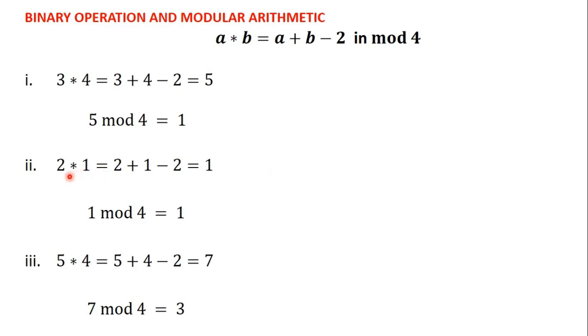We used the definition to evaluate 2 star 1 and we got 1. After that, you find the value of 1 in mod 4 and that will give us 1. We used the definition to evaluate 5 star 4 and we got 7. After that, you find the value of 7 in mod 4. 7 mod 4 will give us 3.